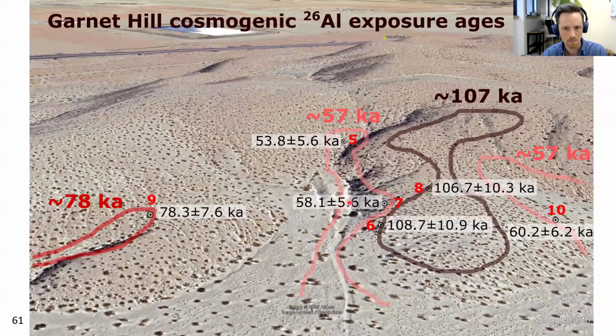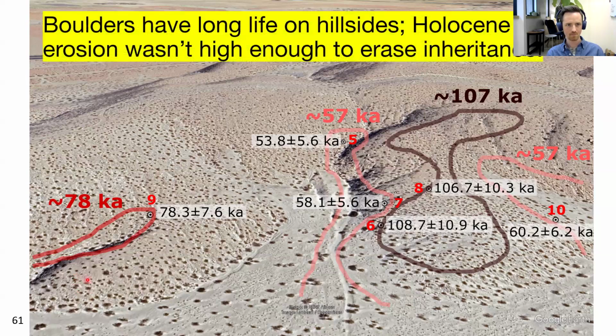ages. You can see that there are these 3 domains. Near the tops of these hills, we have apparent ages of about 100,000 years. And then within these 2 little draws, we're looking at maybe 60,000 years. Over here, maybe 78,000 years. These are older ages than I was expecting.